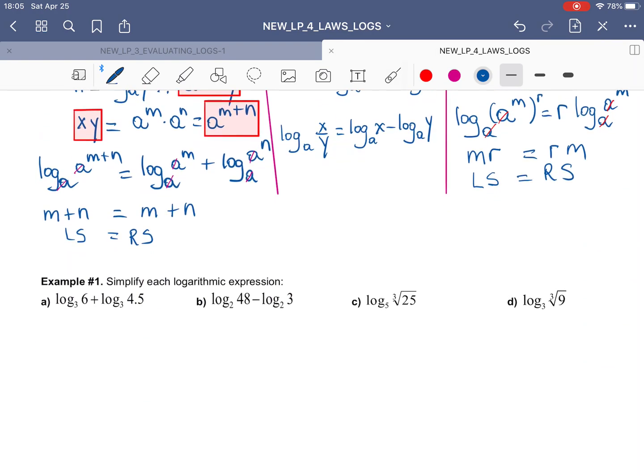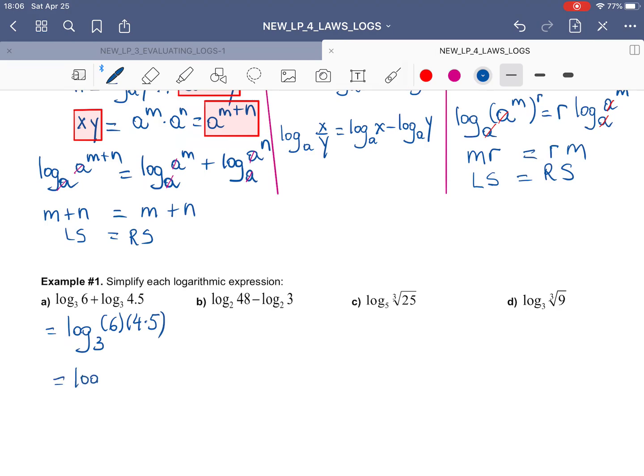Now we're going to practice a few examples. So example number 1a says we have log with base 3 of 6 plus log with base 3 of 4.5. In this case we have bases the same. Remember, just like with exponential numbers, the bases in logarithmic numbers must be the same for the two numbers to operate together. So we're going to rewrite this using the product law as log with base 3 of 6 times 4.5.